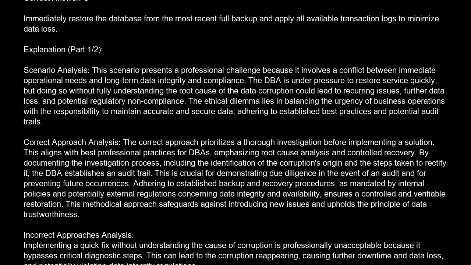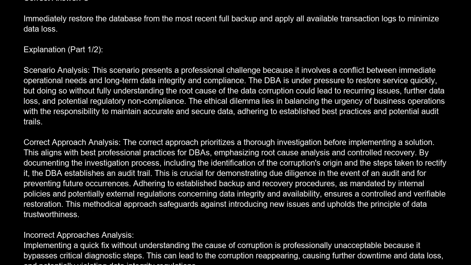The DBA is under pressure to restore service quickly, but doing so without fully understanding the root cause of the data corruption could lead to recurring issues, further data loss, and potential regulatory noncompliance. The ethical dilemma lies in balancing the urgency of business operations with the responsibility to maintain accurate and secure data, adhering to established best practices and potential audit trails.